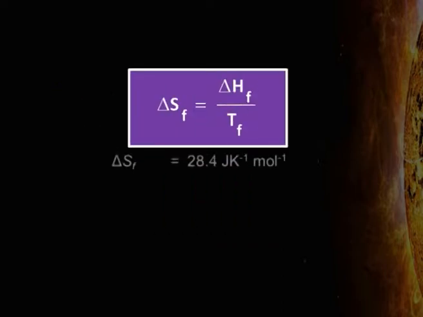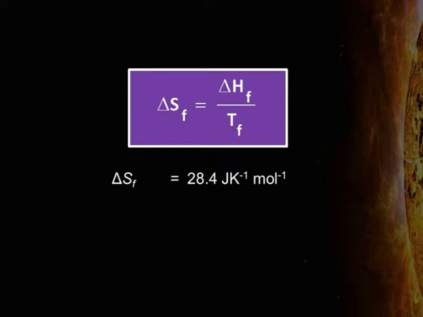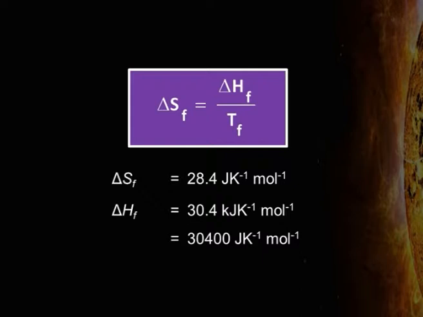In this problem, delta SF is given to be equal to 28.4 joules per Kelvin per mole, and delta HF is given 30.4 kilojoules per mole, which will be equal to 30400 joules per mole. On substituting these values, we will get TF equal to 30400 divided by 28.4, which will be equal to 1070.4 Kelvin. Now we will calculate the change in entropy of mixing of two ideal gases.